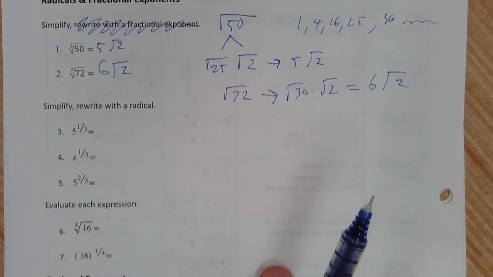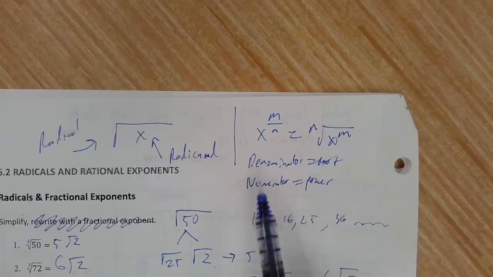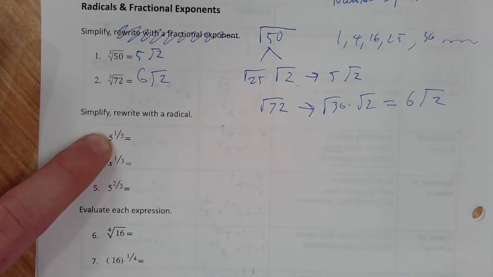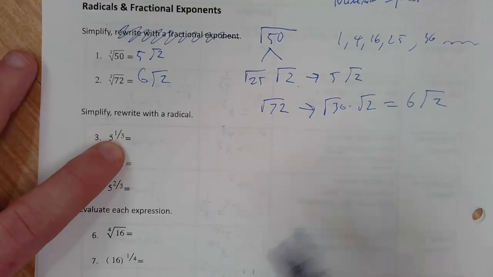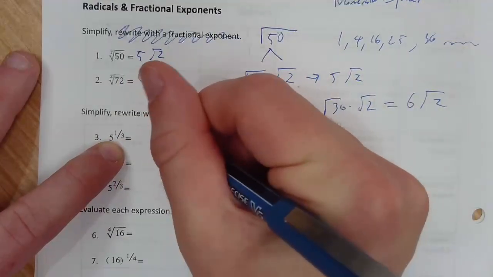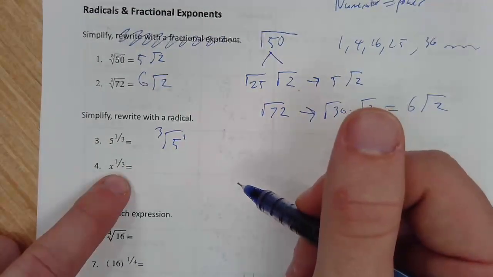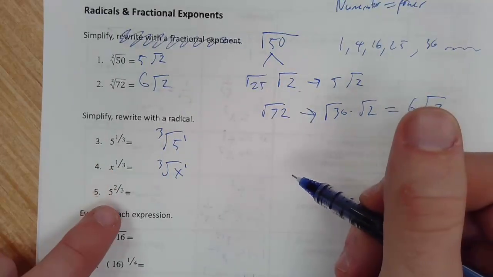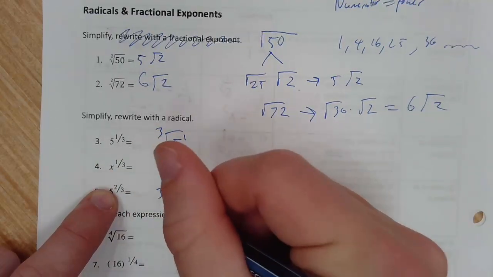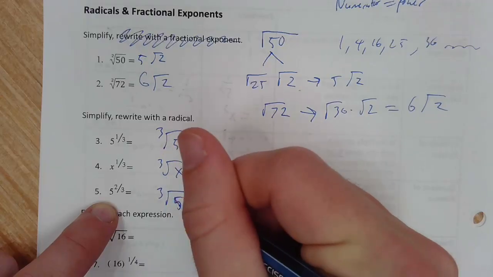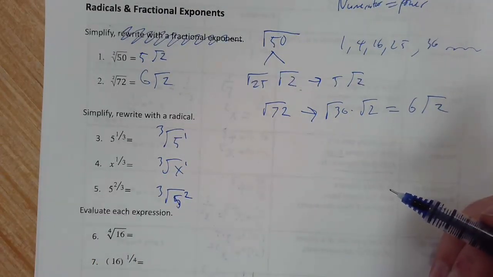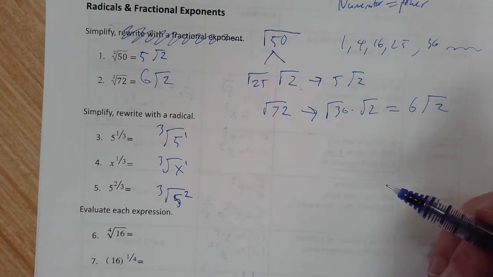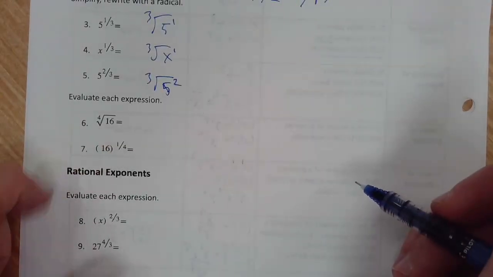So rewriting with a radical. This is where you want to use these notes up here. X to the m over n is the nth root of x to the m. So numerator is the power. Denominator is the root. So this would be the third root of 5 to the 1. Root, power. Third root of 5 squared. Okay? Denominator is the root, numerator is the power. Got it?